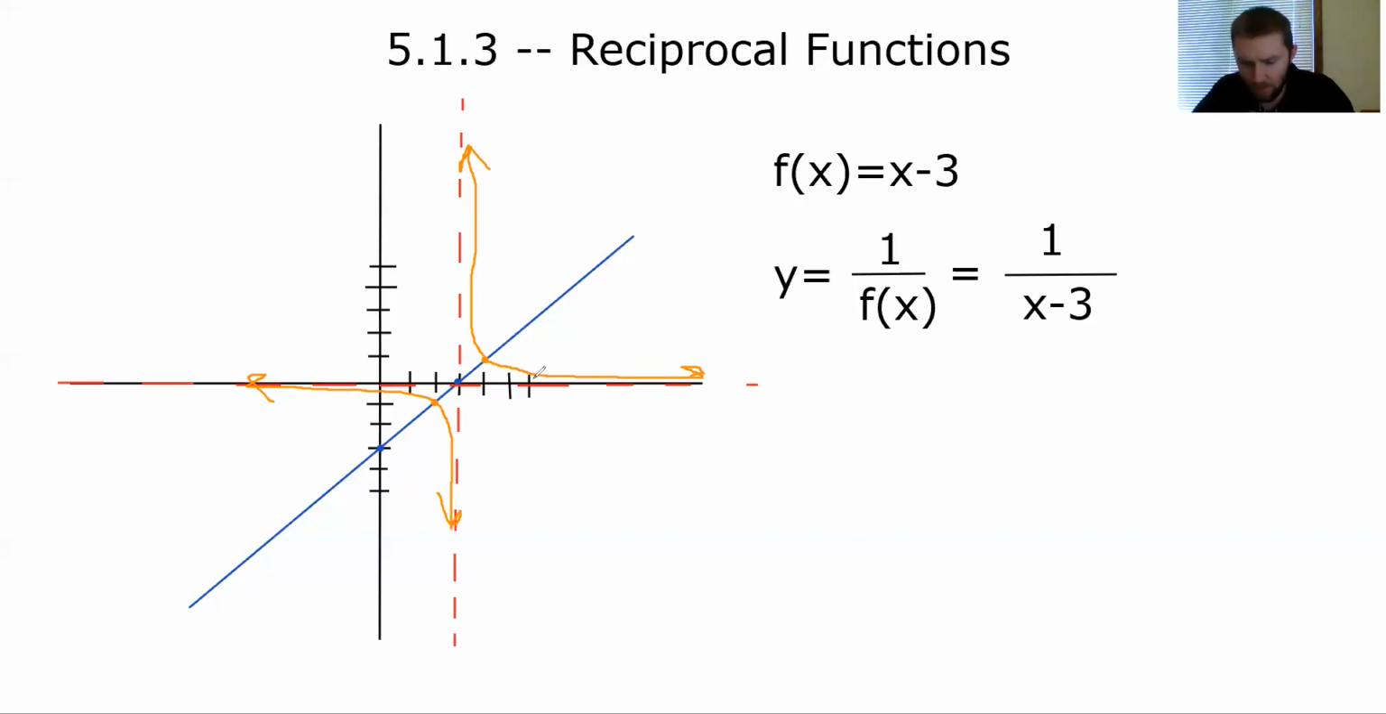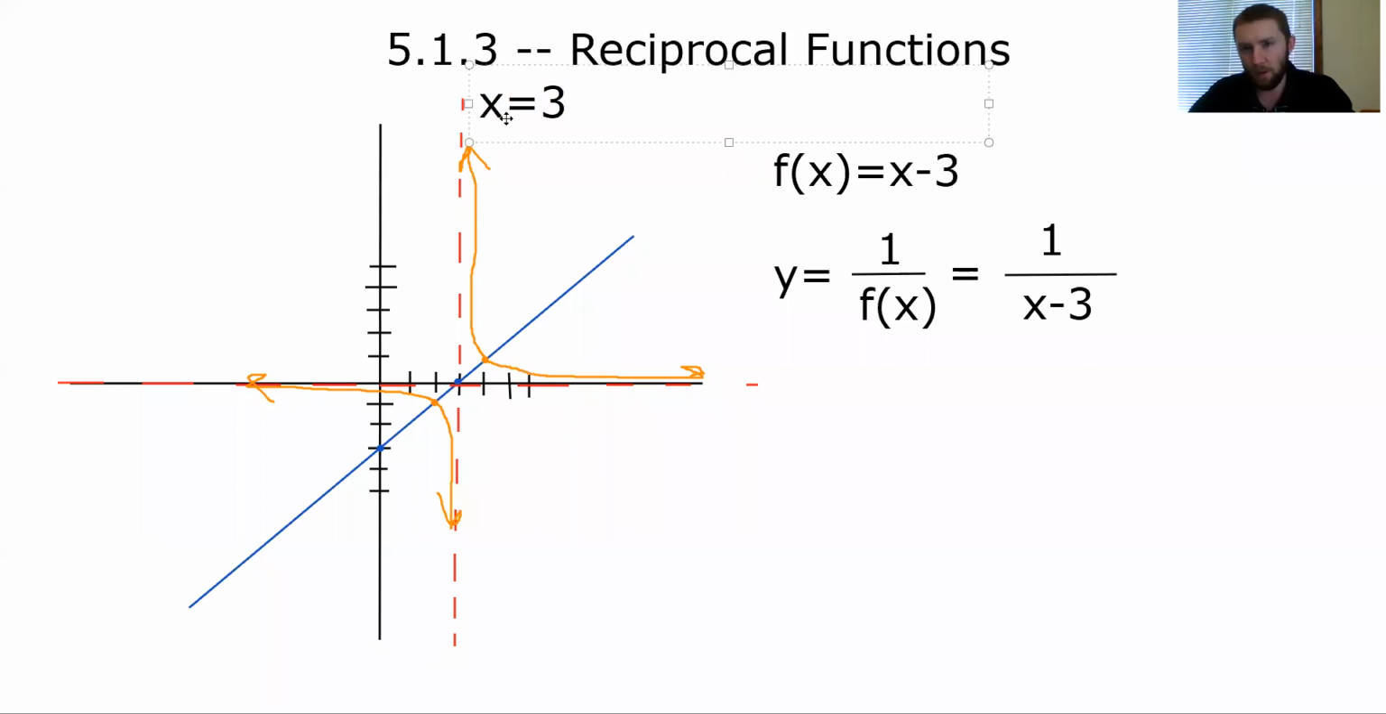They ask, what is the relationship between the x-intercept of the first function and the vertical asymptote of the other? Well, hopefully we recognize that the x-intercept of the first function is here at x equals 3, and my vertical asymptote for my other function is also x equals 3. And that's going to happen all the time, you guys.